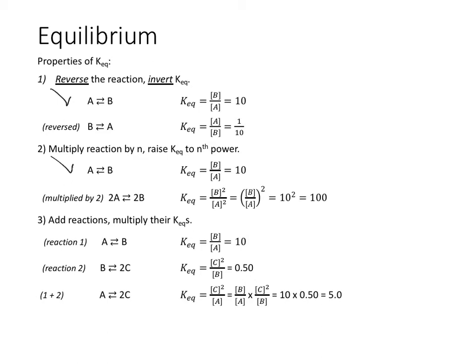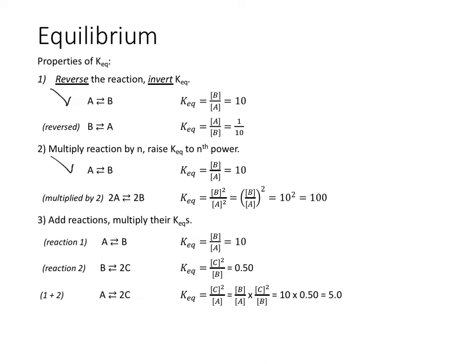The third property, and a very important one, one that we'll see again and again, is if I add two reactions, I'm going to multiply their equilibrium constants. Here again, reaction 1 is A in equilibrium with B, and we've said one more time, that's 10. Here's a second reaction. B is in equilibrium with 2C.